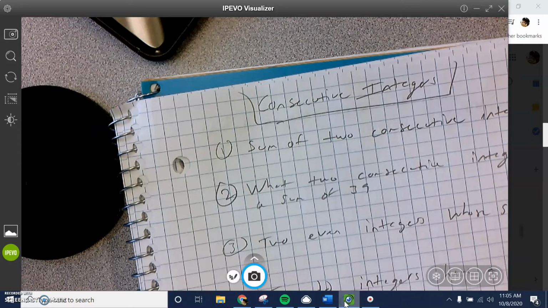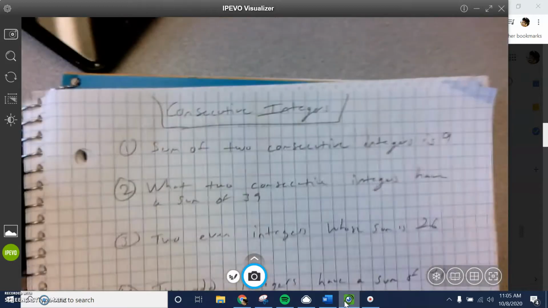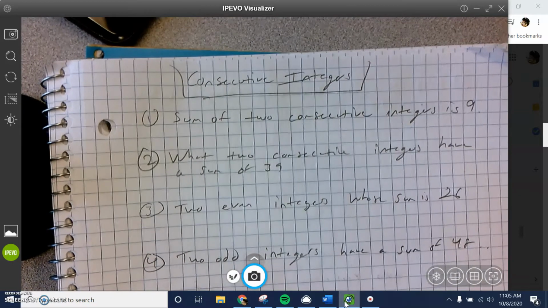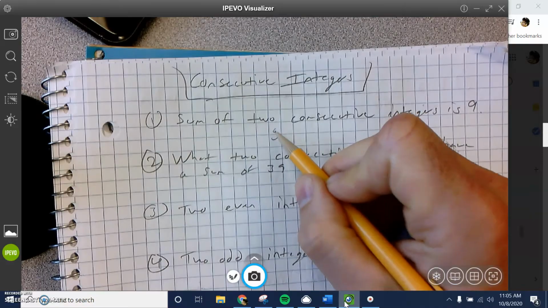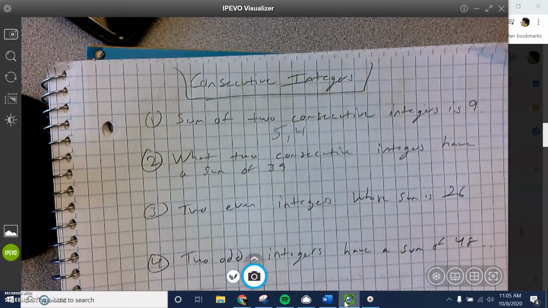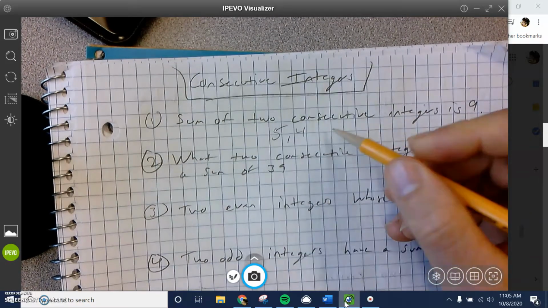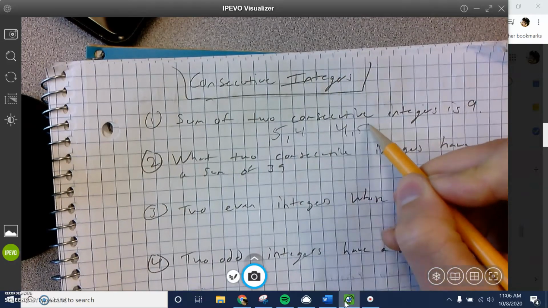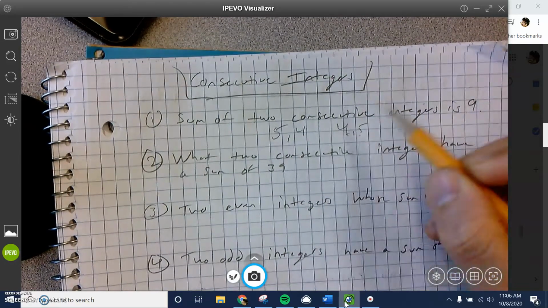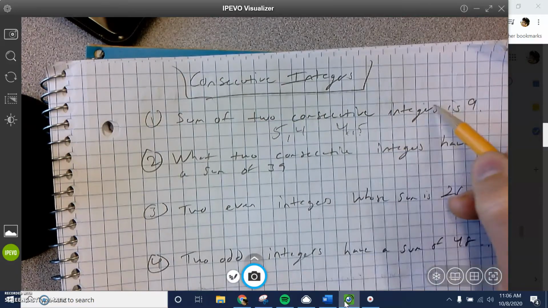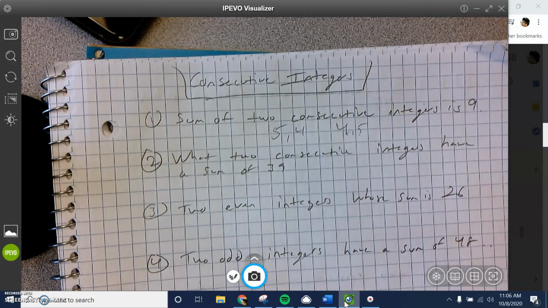Let's get our notes. Consecutive integer lesson right here. The sum of two consecutive integers is 9. That would be 5 and 4, right? So 5 and 4, or 4 and 5, I guess, would be consecutive. Consecutive means in a row. And when you add them, 4 plus 5 is 9. Cool.